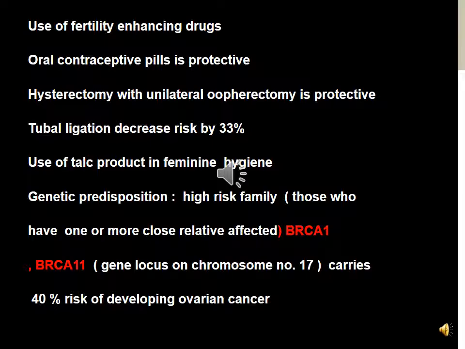There are special families that are carriers of BRCA1 and BRCA2, which are genes located on chromosome number 17. These carriers have a 40% risk of developing ovarian cancer. They also belong to a group called Lynch 2. For example, her mother has breast cancer and her father has colonic cancer. The risk in this Lynch 2 group also increases.